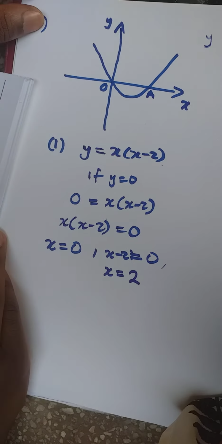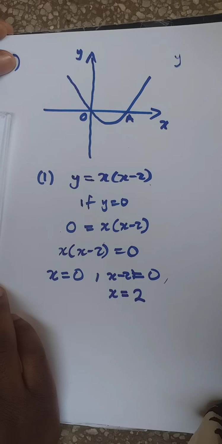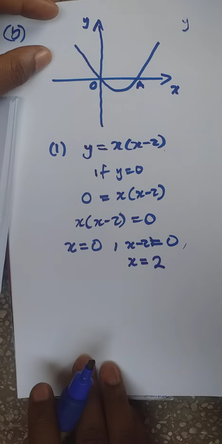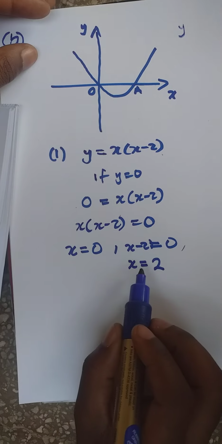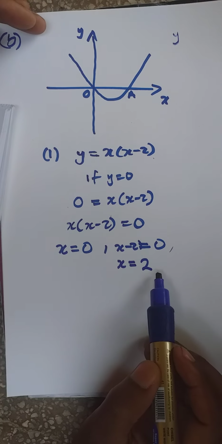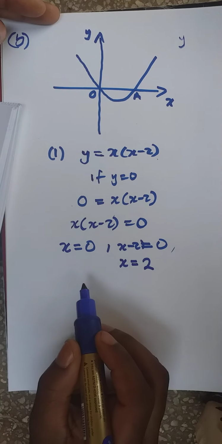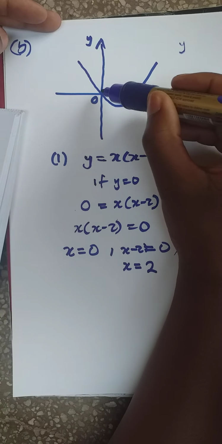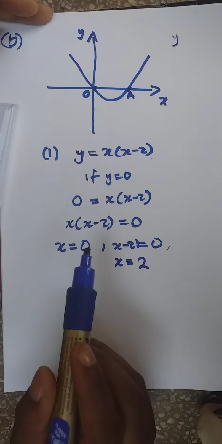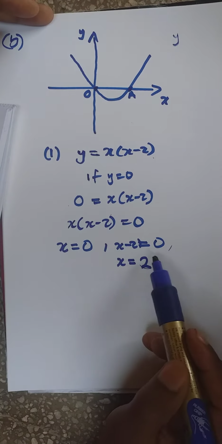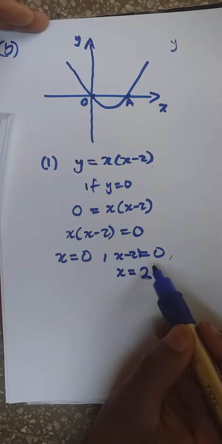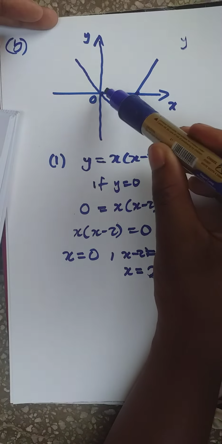Remember, our question is simply saying you find the coordinates of the points where the curve cuts the x-axis. If the question was saying find the x coordinates where the curve cuts the x-axis, our answers would have been this direct: 0 and 2. Since it's saying coordinates, it means at each point, as you can see, this curve is cutting the x-axis at this point and at this point, so you need to provide the values of y at these same points.